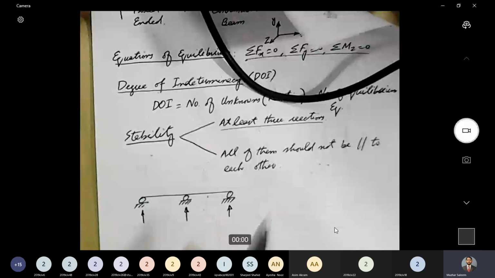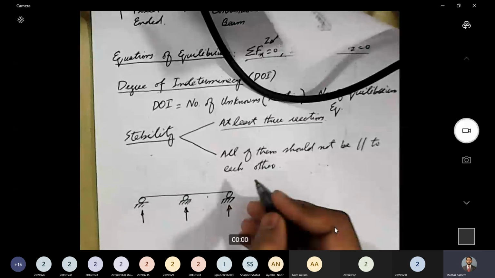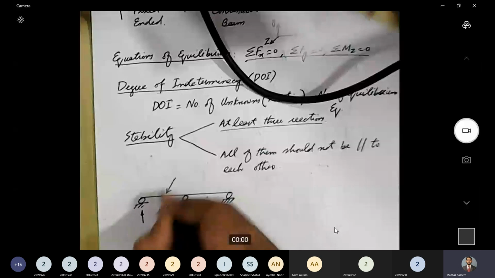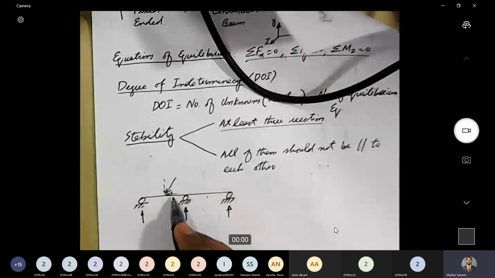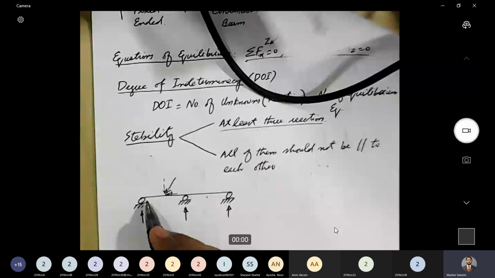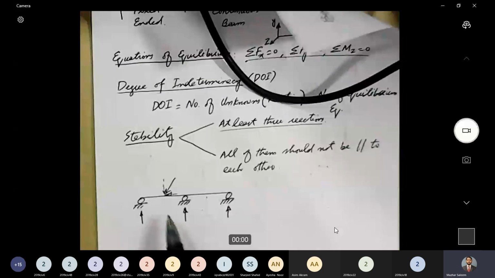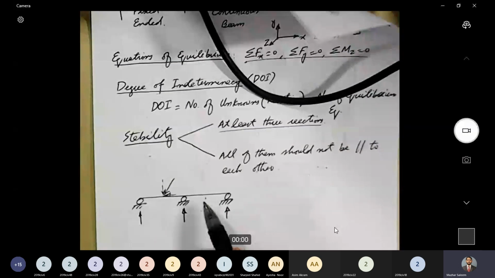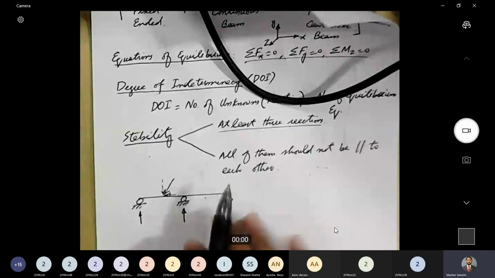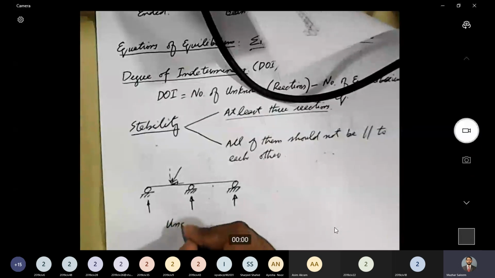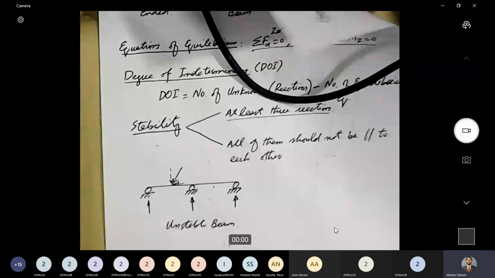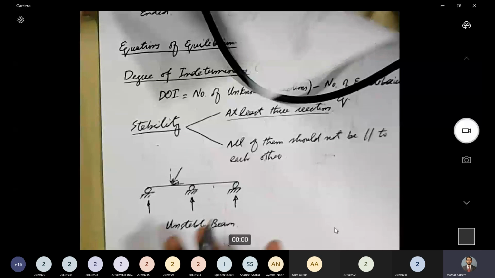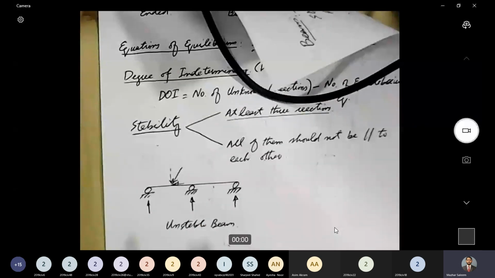So if I apply an inclined load in this structure, that inclined load will have a vertical component and a horizontal component. Under this horizontal component, the beam will have the tendency to move in the horizontal direction, and none of the supports can restrict that horizontal movement. And ultimately, the beam will slide off the supports. So such a beam is an unstable beam. And unstable structures are undesirable. We do not want our structures to be unstable. So we will avoid this type of structure in practice.